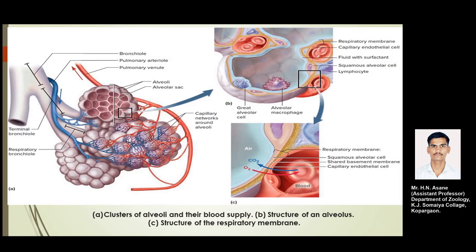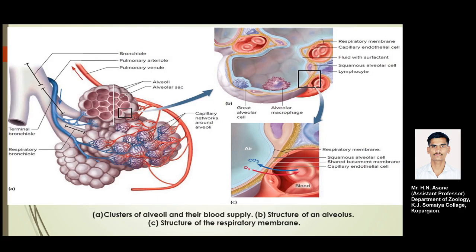So the alveolus is a cup-shaped structure with thin walls, and across that thin wall the interchange of gas between the blood and air takes place. That is nothing but the structure of the respiratory membrane, which is made up of elastic and reticular fiber structures.